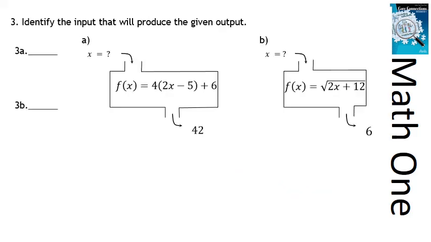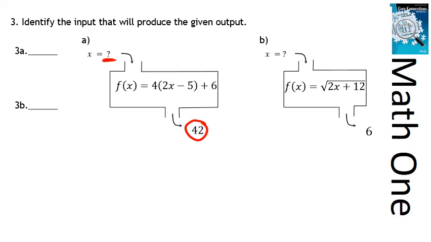So for question 3, we flip the order a bit. This time, instead of saying, here's an x, find the output, what we're saying here is, here's the output. Some value x, we don't know what it is, but it's going into this function machine and it's producing 42. What is x? What x will produce a 42?